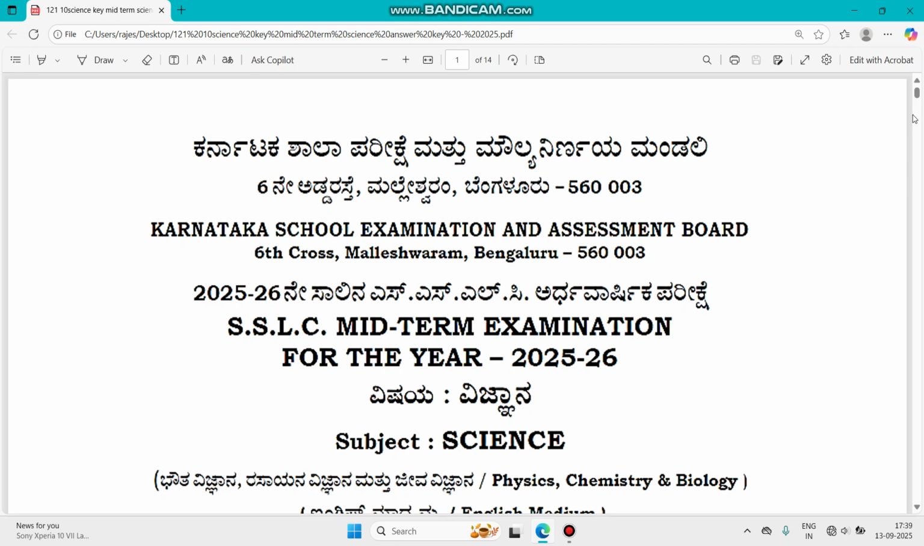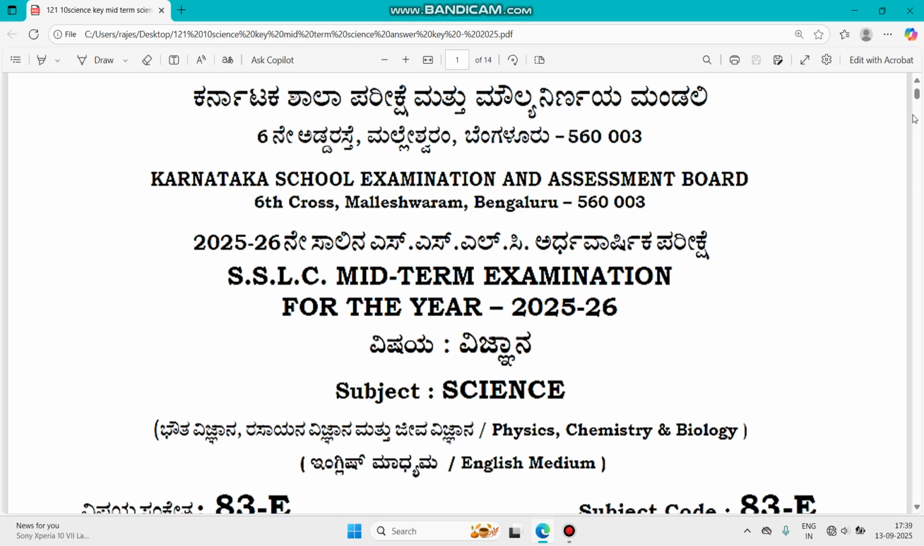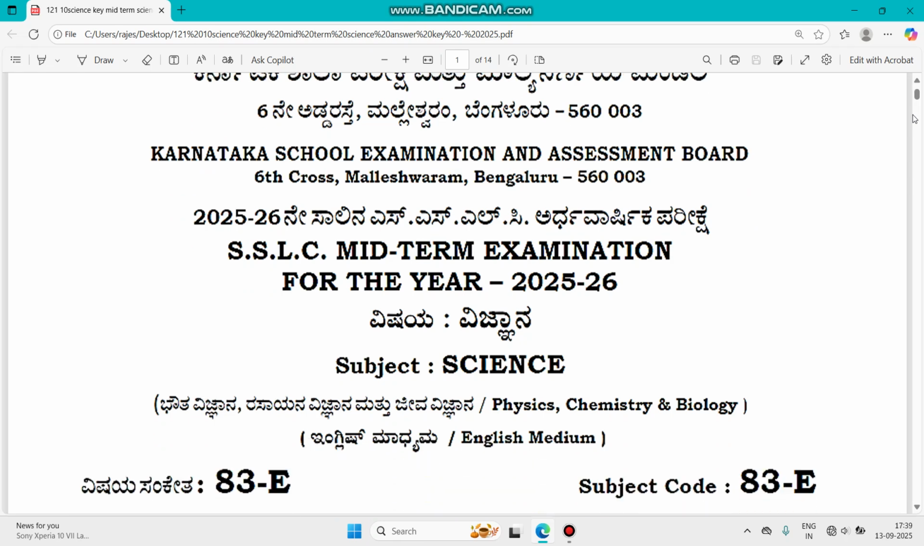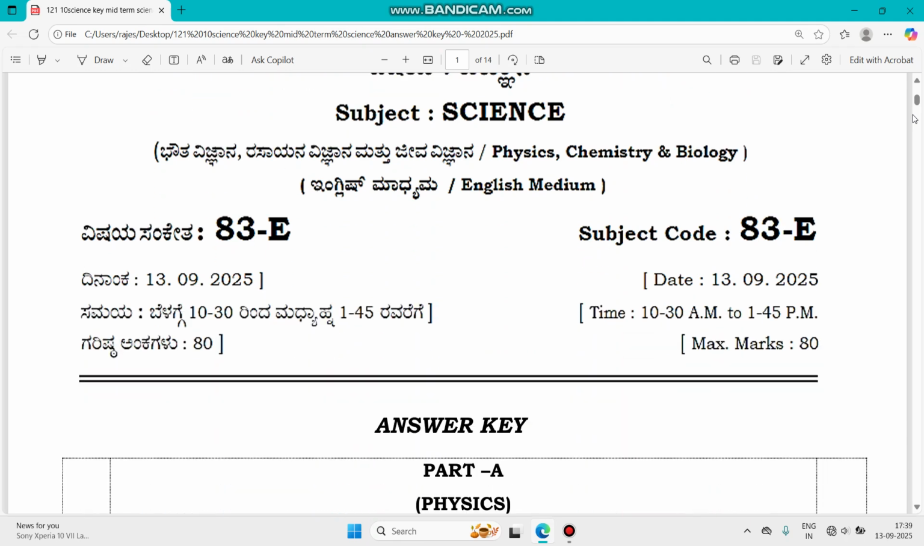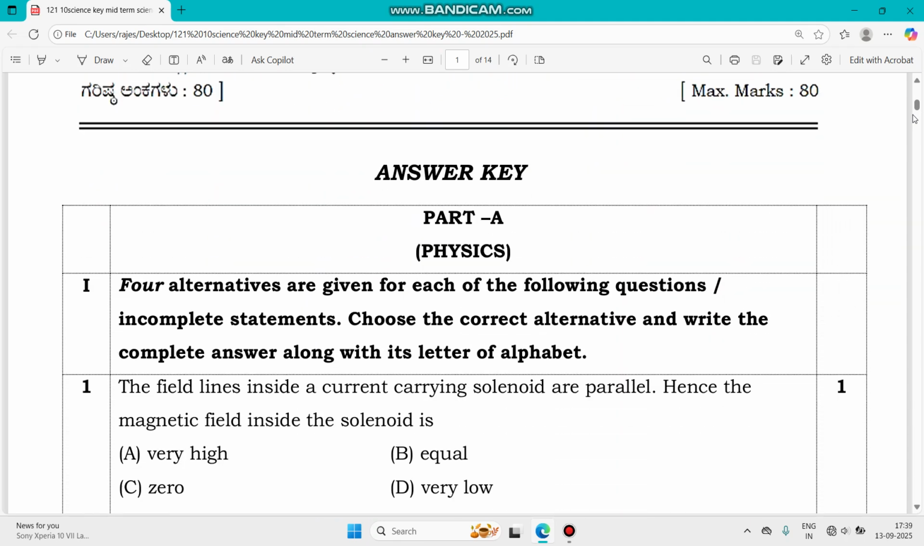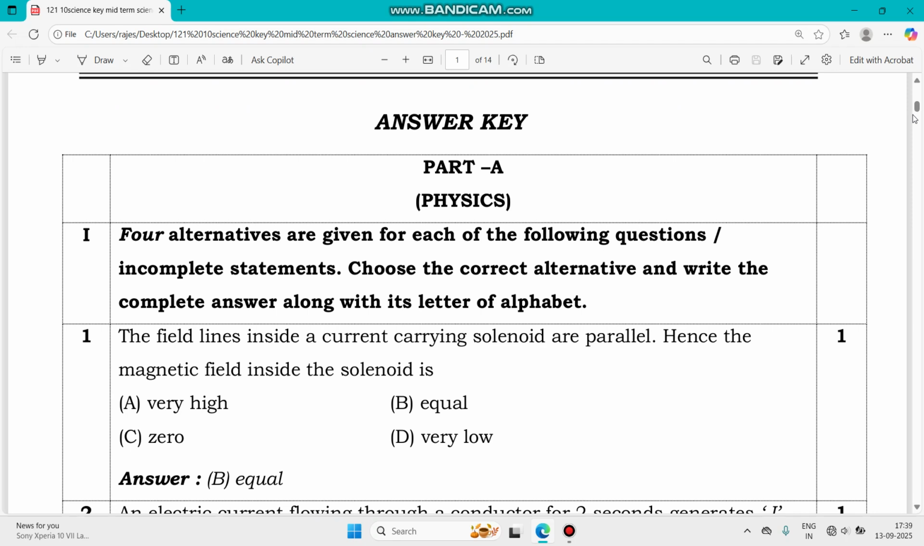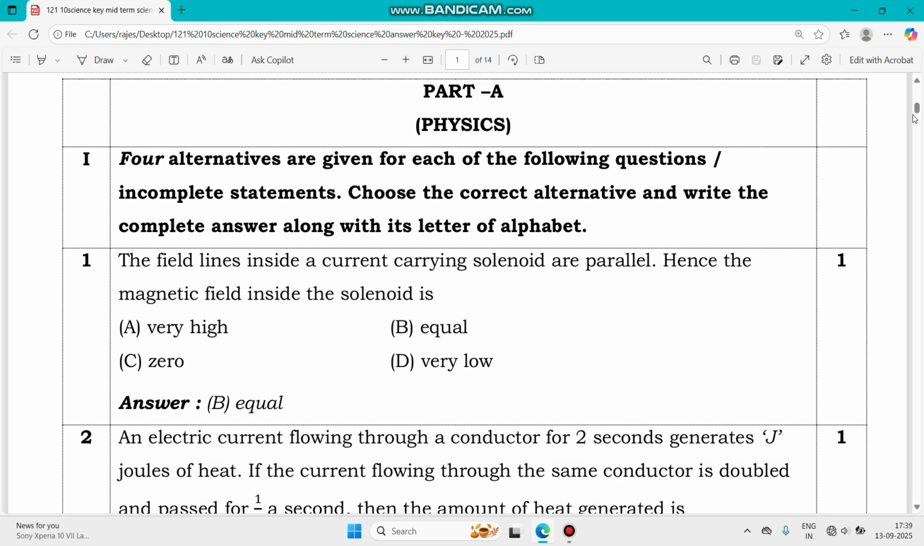So today we are discussing the SLC midterm examination for the year 2025-26. So dear students, you are seeing the Part A physics. It is allotted 27 marks. So first you are seeing MCQ questions.